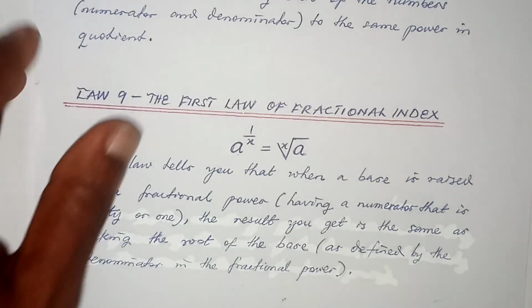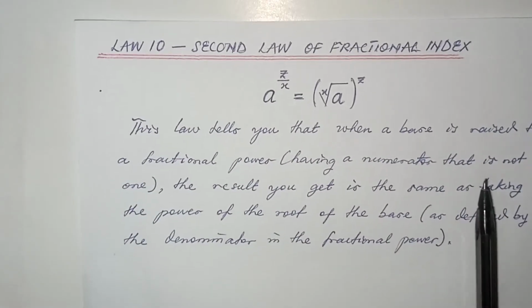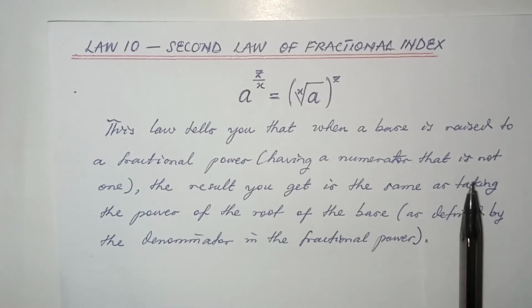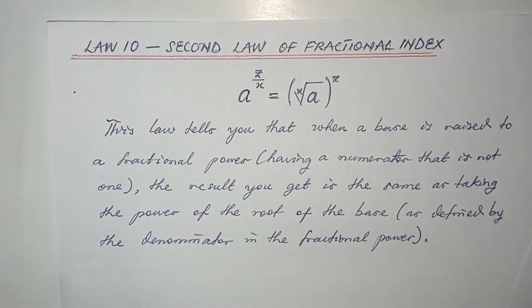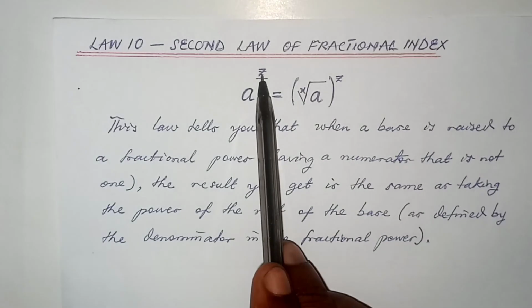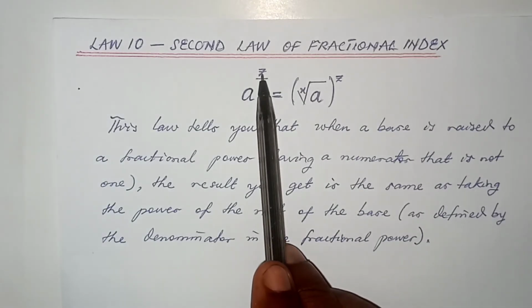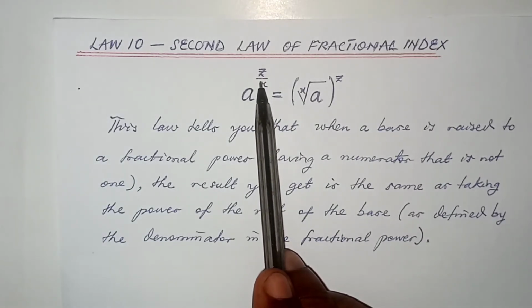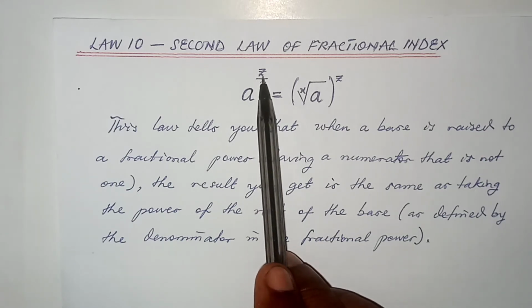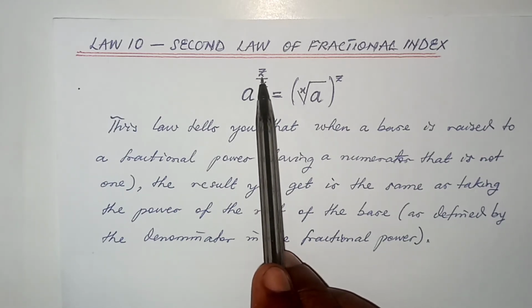Now let's look at a variant of that particular law in law number 10. So law number 10 is a follow-up on law number 9. I'm calling it the second law of fractional index. Now what makes law number 10 different from law number 9 is the fact that the power in 9 had a numerator of 1, but the power in 10 has a numerator of z that is not 1.